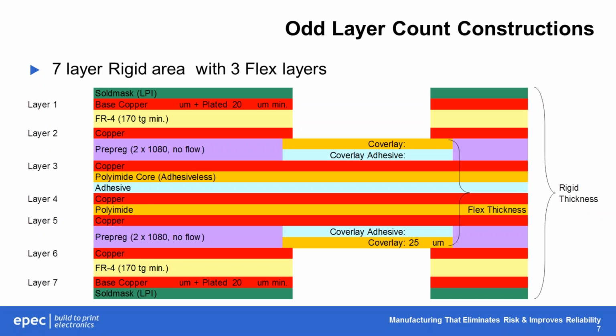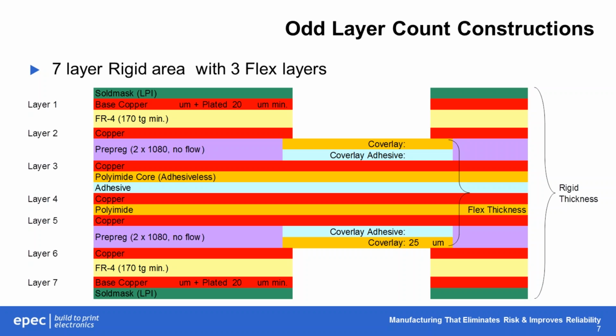The first construction I'd like to talk about is odd layer count constructions. Now, you may not deem this to be advanced, but it is not commonly known by the bulk of our customers, given that the majority of them come from a rigid board design world where even layer counts are always required. And there are advantages to odd layer counts in rigid flex constructions, and they are very much manufacturable.